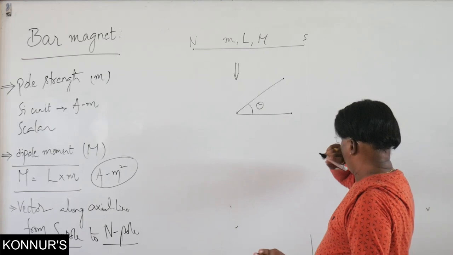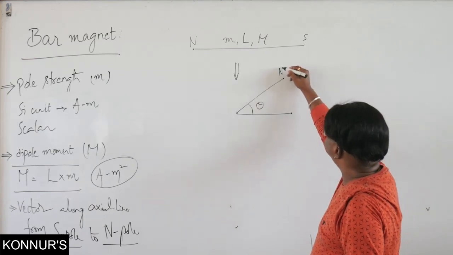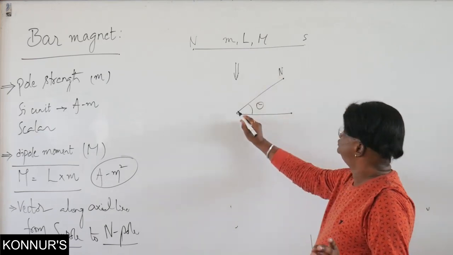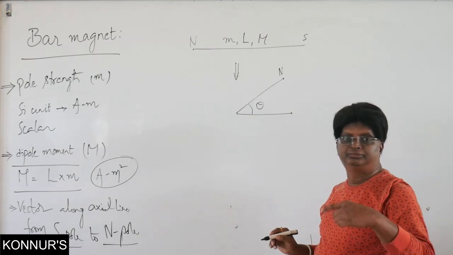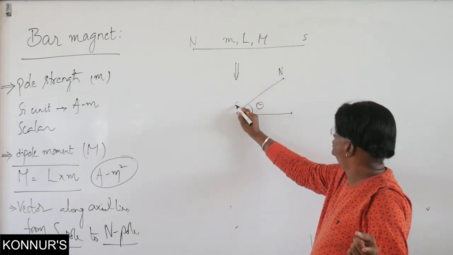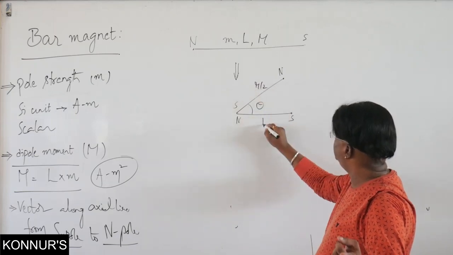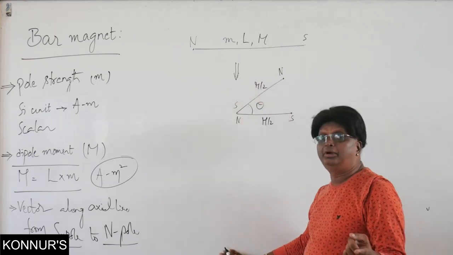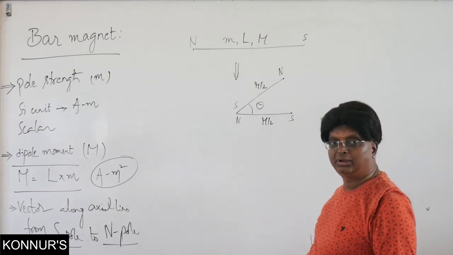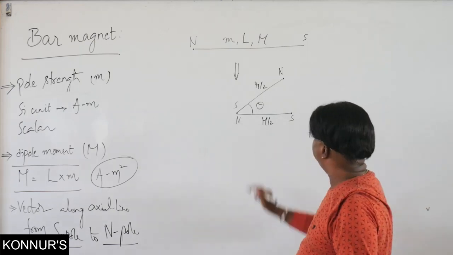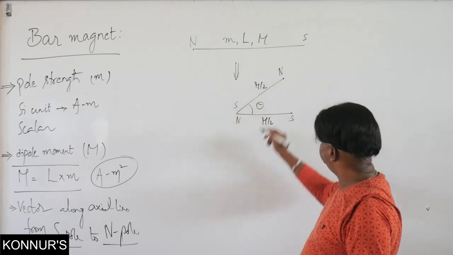Then we know that dipoles always have like poles, one of those does not exist. It's north pole, south pole, north pole, south pole. This is L by 2 and M by 2. Now the point is drawing the vectors along the axis from south pole to north pole. Look at this. This is south pole to north pole, yes.